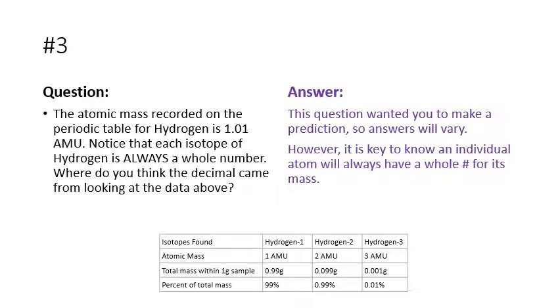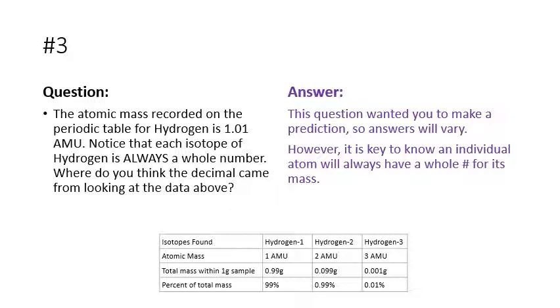For question number 3, we're looking at the table at the bottom here. We can see that there are 3 isotopes of hydrogen, hydrogen 1, hydrogen 2, and hydrogen 3. And their masses are 1, 2, and 3 because they have 1 proton and either 0, 1, or 2 neutrons to add up to those numbers. If we look at the sample, it looks like 99% of hydrogen is hydrogen 1, and only a small amount is hydrogen 2 or hydrogen 3.